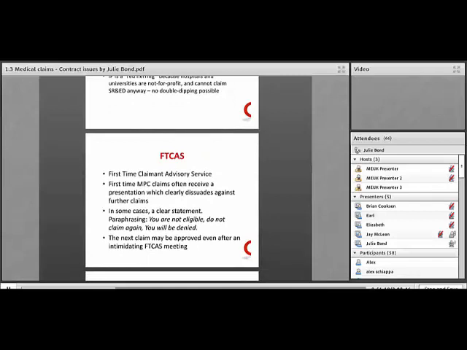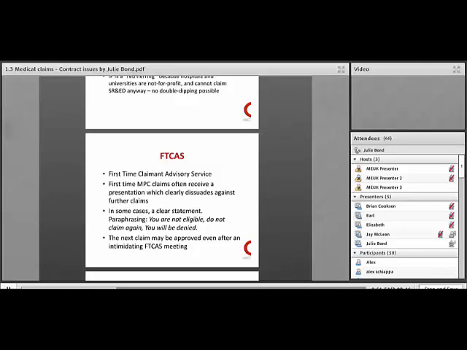Next, I'm just going to go into the FTCAS process, First-Time Claimant Advisory Service. For medical cases, we have seen many times where an FTCAS will go quite reasonable until the end, and then we hear phrases very much like, by the way, you have received your FTCAS, but you should be notified you're not eligible. Do not claim again. If you do claim again, we will deny you.